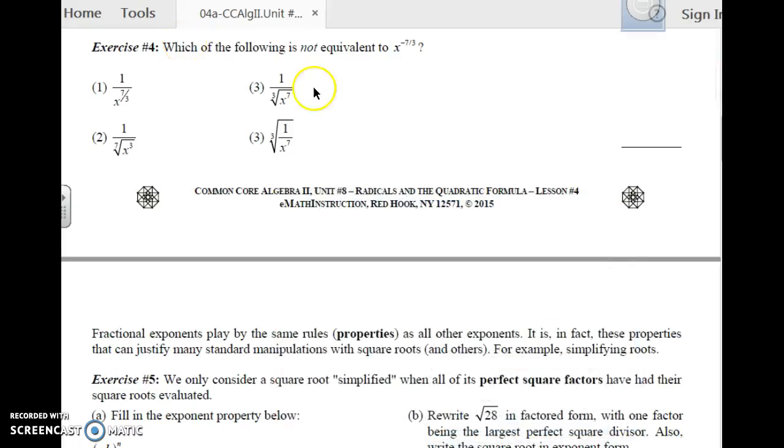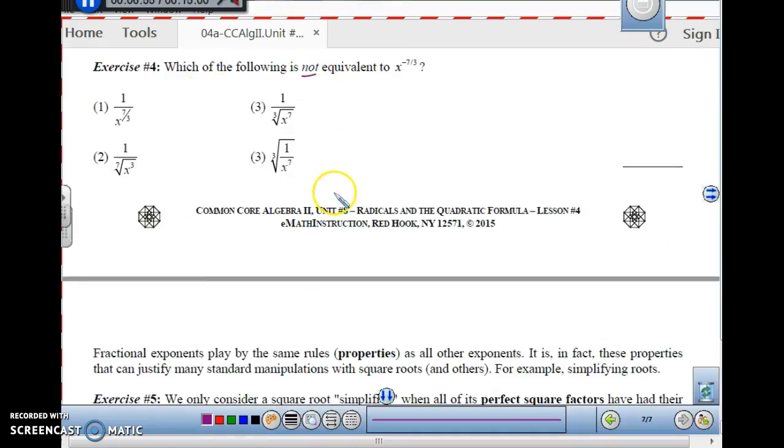All right, let's look at the next exercise. Which of the following is not equivalent to x to the negative 7/3? All right, well, let's rewrite this and see if we can use our rules for exponents. So how could we rewrite the negative exponent? Well, we could rewrite it as 1 over x to the 7/3 to make it positive. So it could be equivalent to this one.